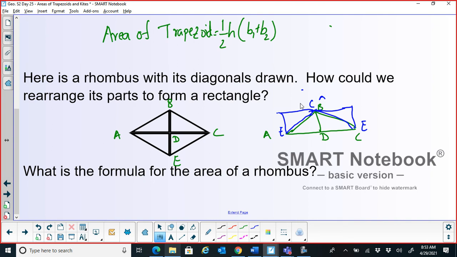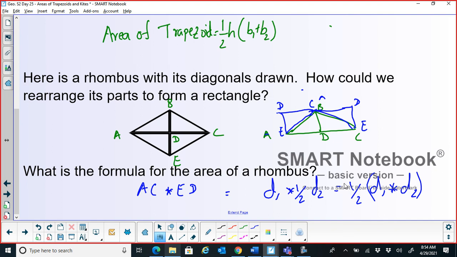Observe here that the area of a rectangle is length times width, right? Here the length is AC, and the width is ED, because this is going to be D as well. AC times ED is the area of this particular rectangle. AC is the diagonal, so I'll call this diagonal 1. ED is half of diagonal 2, which can be rewritten as half of diagonal 1 times diagonal 2. You just have to remember this as the formula for finding the area of a rhombus.